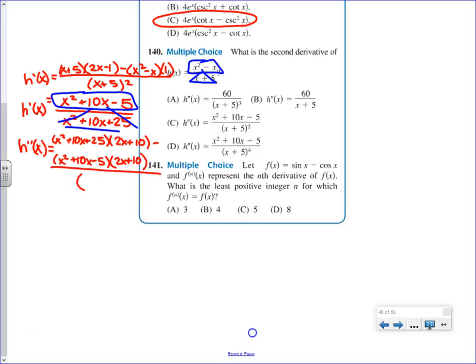All over bottom squared, which was x plus 5 squared, so we can make it x plus 5 to the 4th. That's legal. There we go. We're done. Stick it to the man. Which one? I don't think it's A.